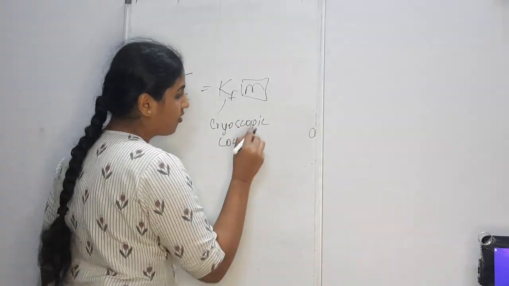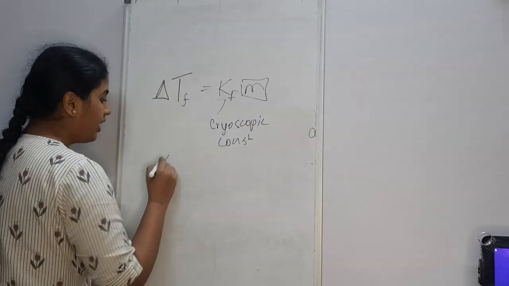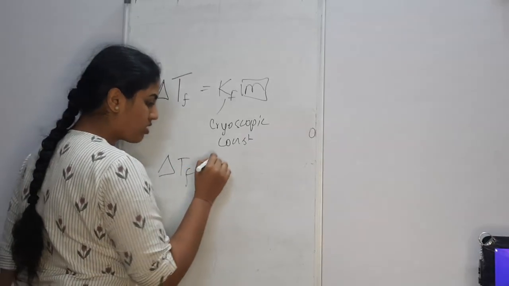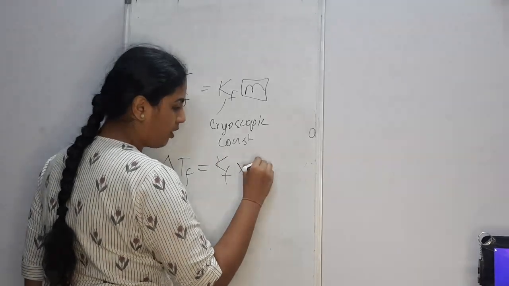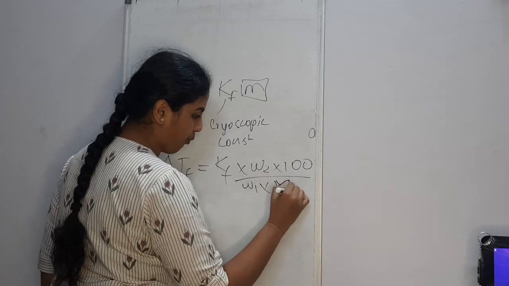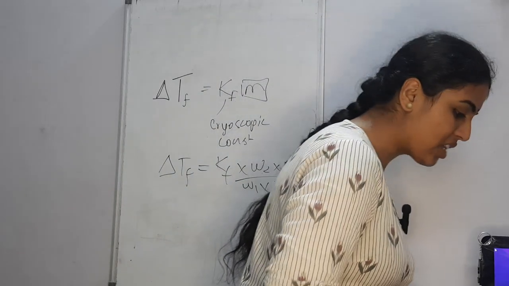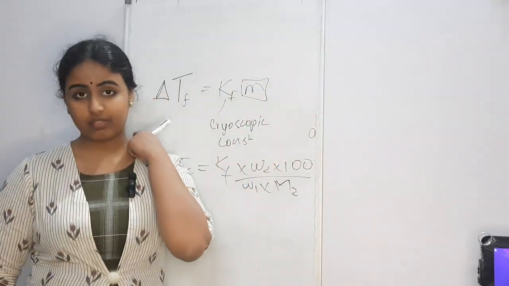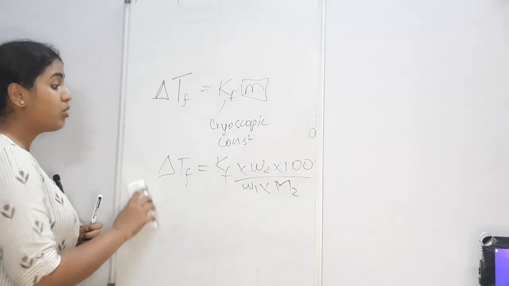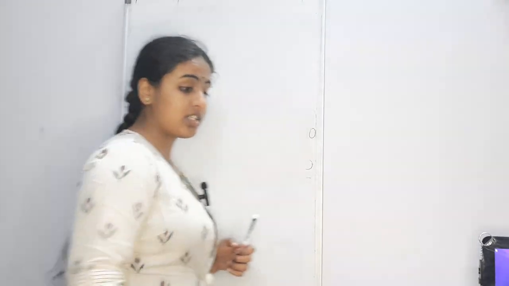Cryoscopic constant. Similar to how we derive the formula for elevation of boiling point, delta TF is equal to KF into W2 into 1000 upon W1 into M2. That is all, there is not much more about depression of freezing point. Yes, one of the most common and most favorite questions on the board regarding this topic is why do we use ethylene glycol in cold countries, in car radiators?